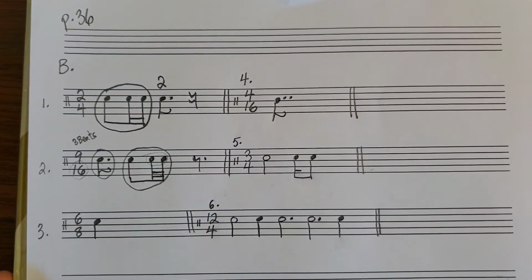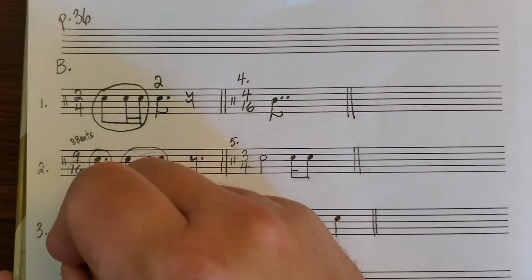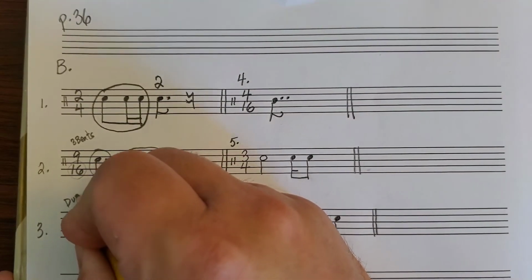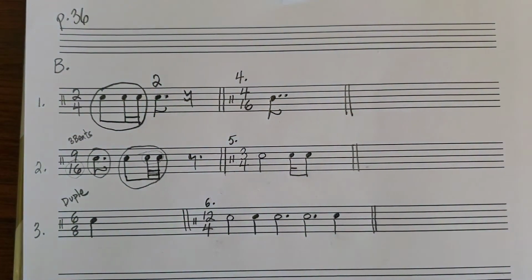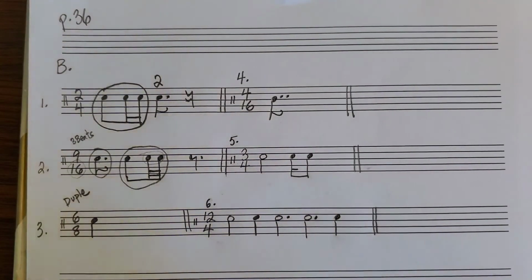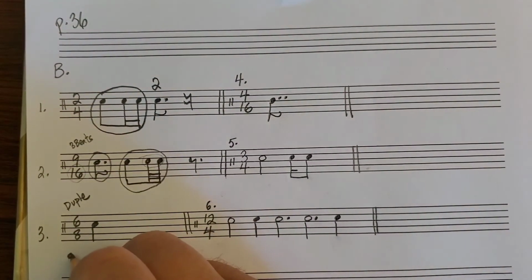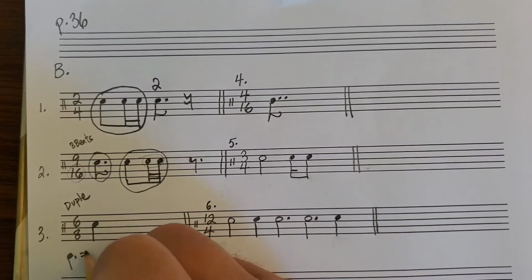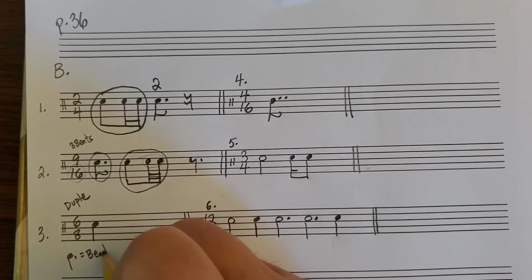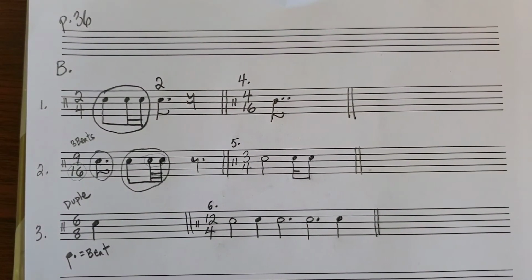Okay, number 3, in 6/8 time. 6/8 is a duple meter. It's a compound duple meter, rather. The 6 says there are 2 beats in a measure, and the 8 on the bottom tells me the eighth notes are the division. So 3 eighth notes, division, dotted quarter is the beat. Okay, so 6/8 time says 2 beats, and the dotted quarter is the beat.